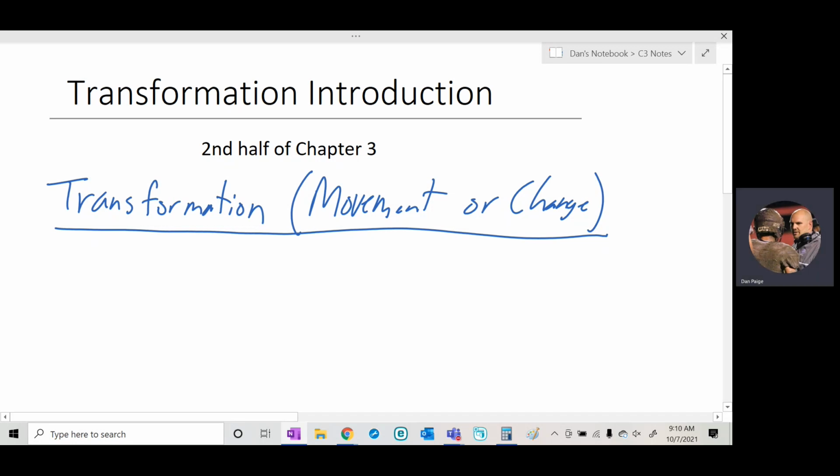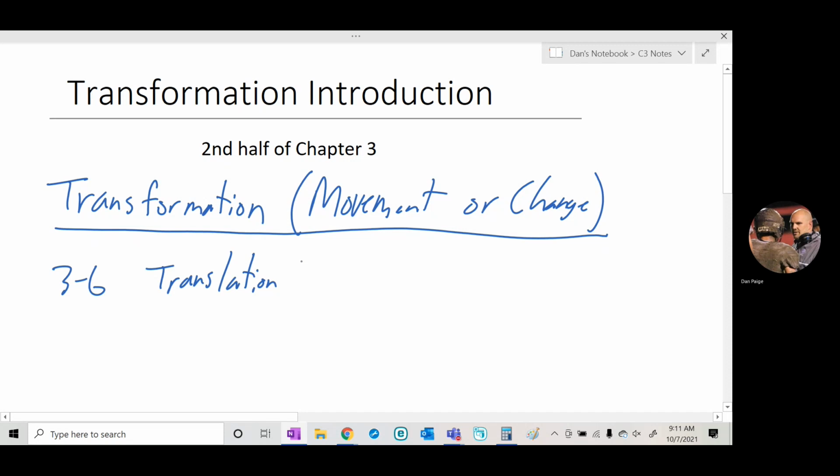The first one that we're going to be doing, and that is going to be from our lesson today, is in unit 3.6. We're skipping 3.5. It's not a big deal. 3.6 is called translation. And a synonym for translation is to slide. So we'll talk about 3.6 in a second after we go over all of this big picture stuff.